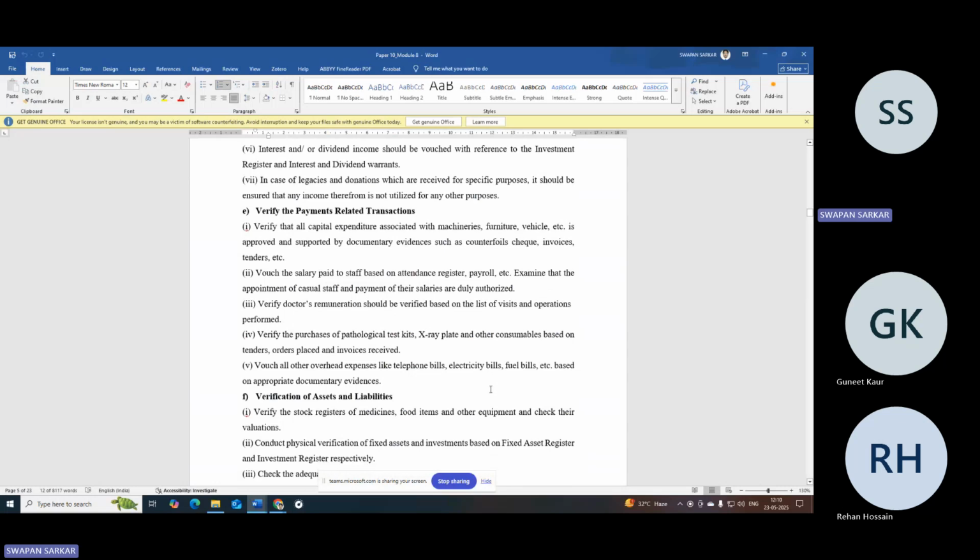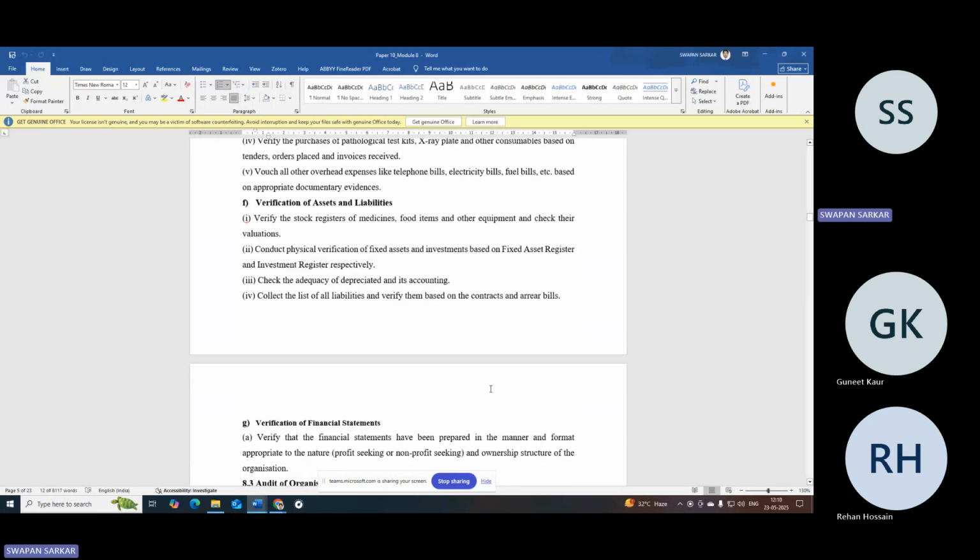Verification of assets and liabilities. Now verify the stock register of the medicine, food items, and other equipment and check their valuation. Conduct physical verification of fixed assets and investments based on fixed asset register and investment register respectively. Check the adequacy of depreciation and its accounting. Collect the list of all liabilities and verify them based on the contracts and arrear bills.